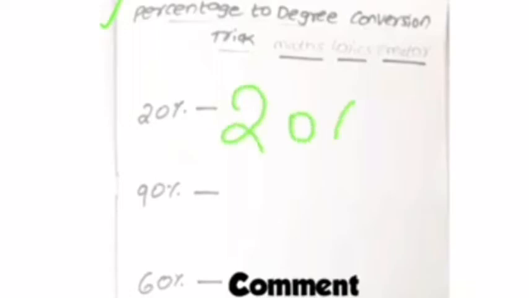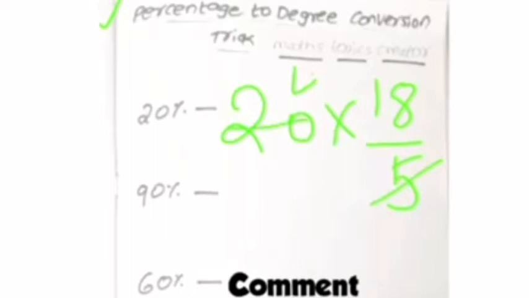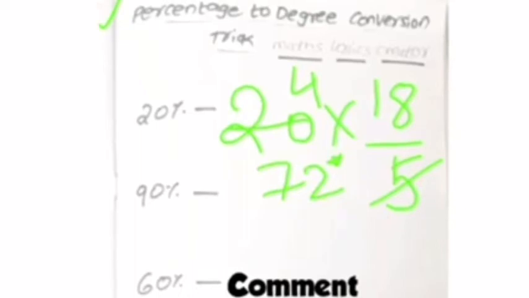Now percentage to degree conversion. In the previous session we saw how to convert degree to percentage. Now, if you want to convert a percentage to degree, take that number and multiply it by 18 by 5. So cancel it: 5 is exactly 4 times into 20, so 18 into 4 is going to be 72. So 20% is written as 72 degrees.